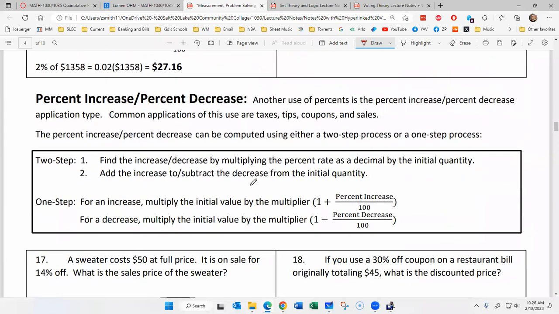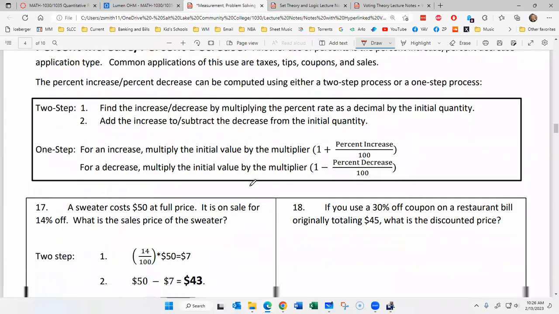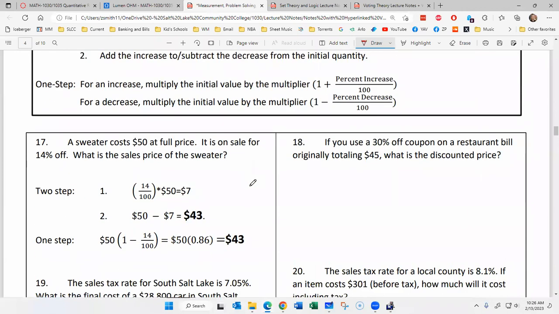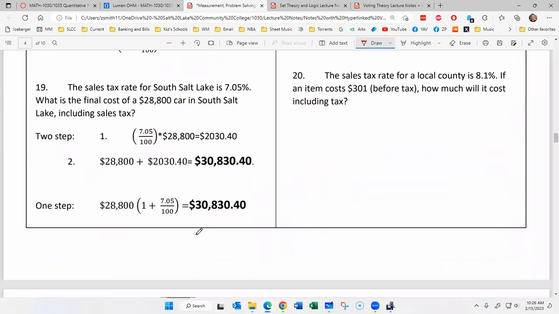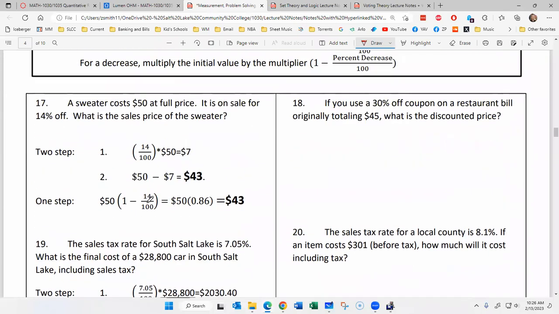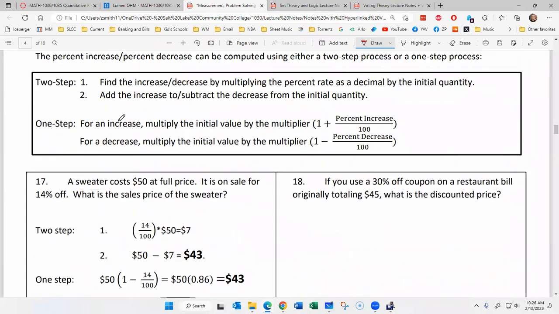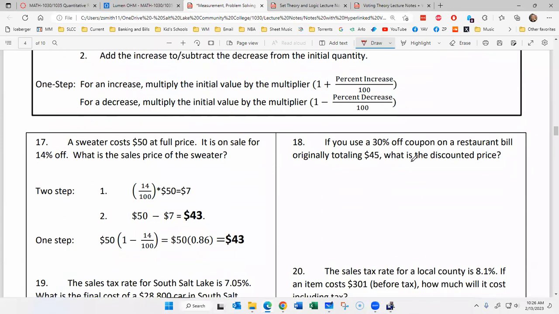Percent increase, percent decrease. So there's a two-step process and a one-step process. I don't know how your teacher taught it. I think the two-step process is very logical, just not as efficient as the one-step process. So I like to do the one-step process, and I have those in the notes. For an increase, you multiply by 1 plus the percent increase over 100. And for a decrease, 1 minus percent decrease over 100.